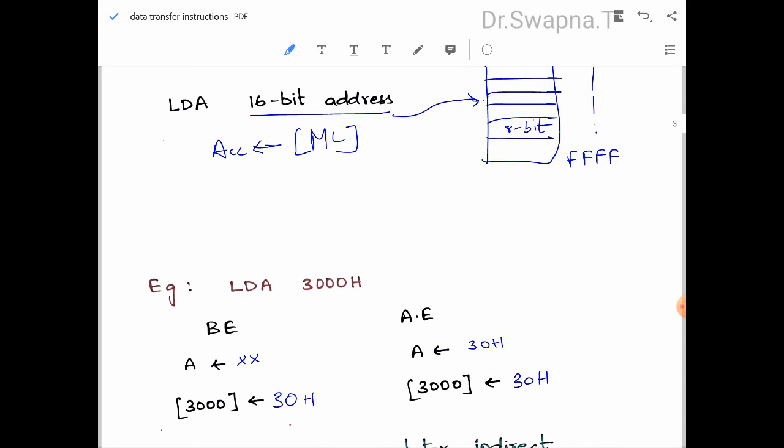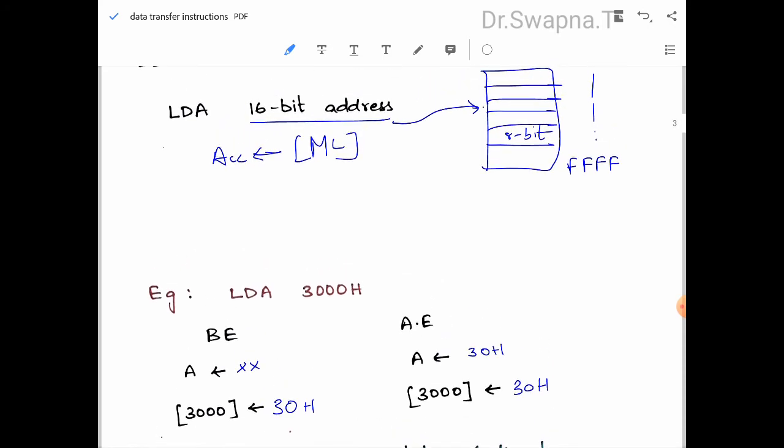So this is about the LDA instruction, and we use it in the direct addressing mode. Always in the direct addressing mode, we store the data in memory, and the address of the memory location will be part of the instruction.